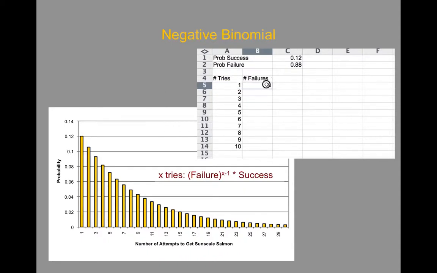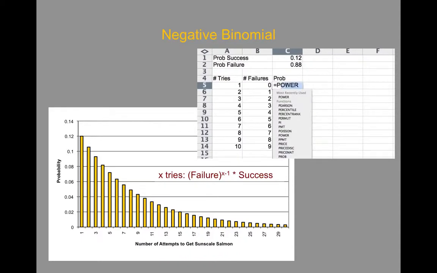So if you get your salmon on the first try, that means you have 0 failures. And if you get it on the 6th try, that means you have 5 failures. Okay, so what's the probability? We just use the general equation. You're raising the probability of failure to the number of failures, times the probability of success, the success on the last try.